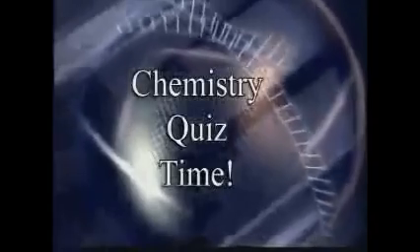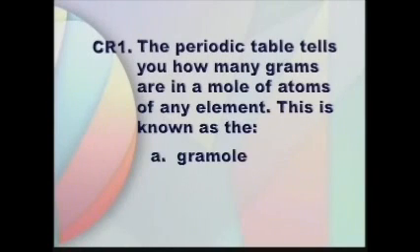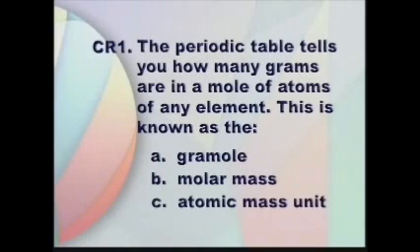You'd better put your math hats on for a few minutes while you take the chemistry quiz. Cumulative review question number 1. The periodic table tells you how many grams are in a mole of atoms of any element. This is known as the A. gram mole, B. molar mass, C. atomic mass unit.